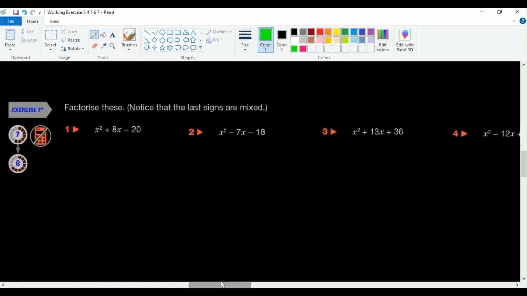Now comes exercise 7 star, which is the last one of this video. Let's see how do we do this. It does not really matter, as I told you, if the signs in the last are plus or minus, it doesn't matter.